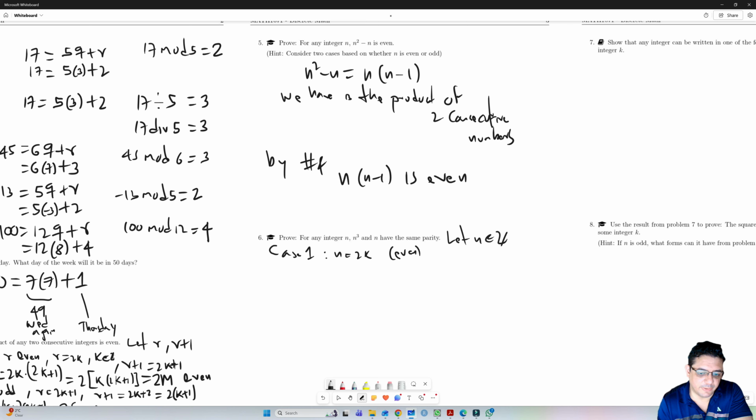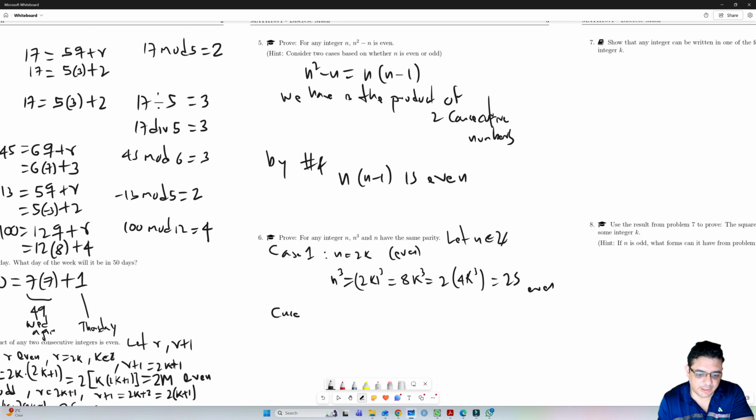And so if I do n cubed, my manipulation here, n cubed is just going to be 2k to the 3, which is going to be a cube, which I can see as twice 4k cubed, or 2 times s. And so we have that this is even.